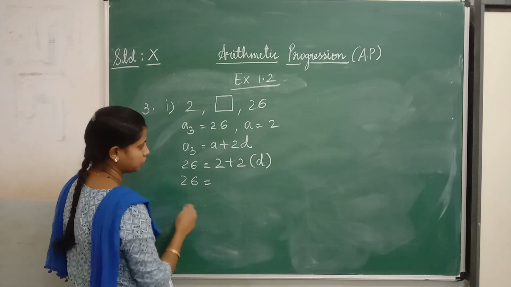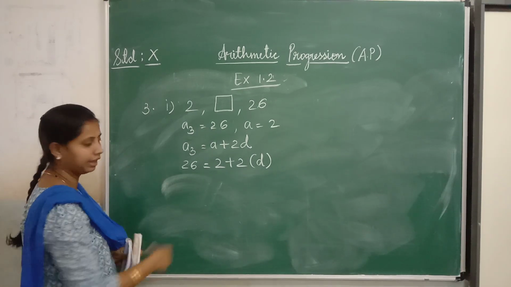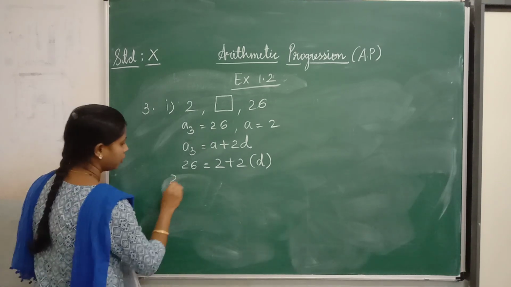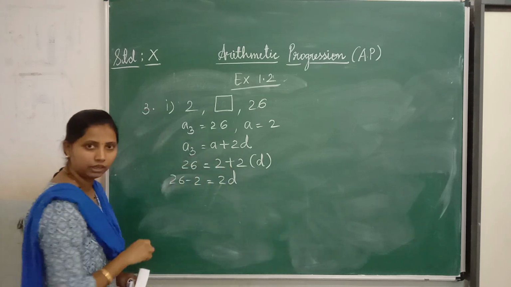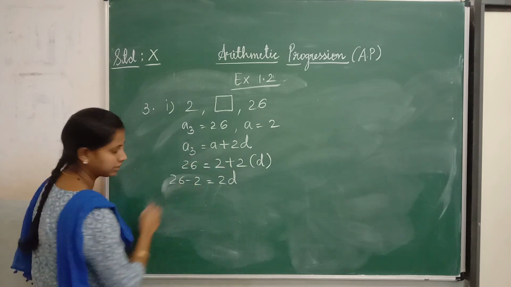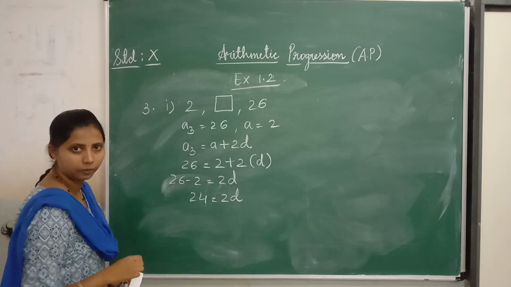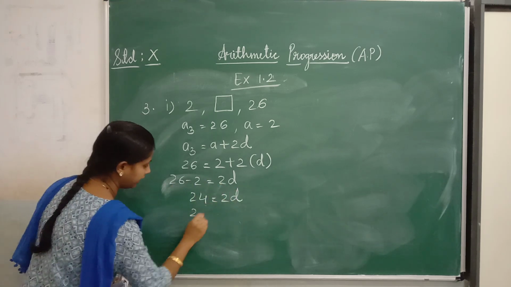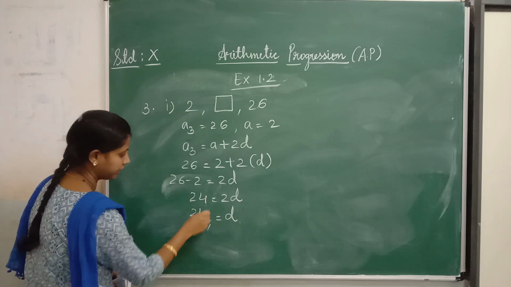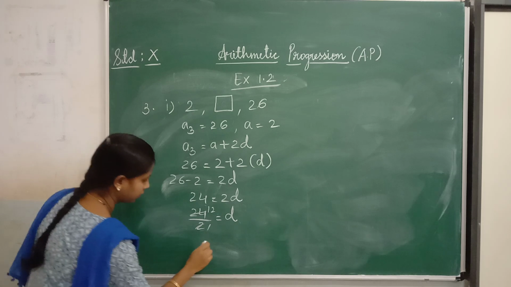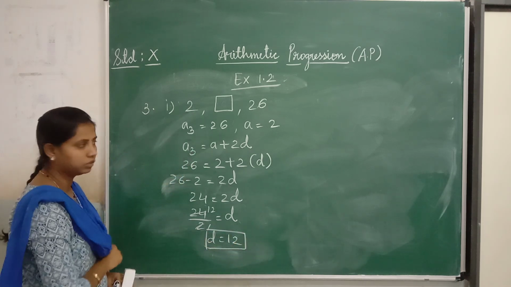26 is equal to 2 plus 2D. So you can subtract here. 2 you can take on this side. It is 26 minus 2 is equal to 2D. 26 minus 2 is 24, equal to 2D. 2 if you take on the other side, it will be 24 divided by 2 is equal to D. 2 ones are 2, 2 twelves are 24. So D is nothing but 12. So we got D as 12.